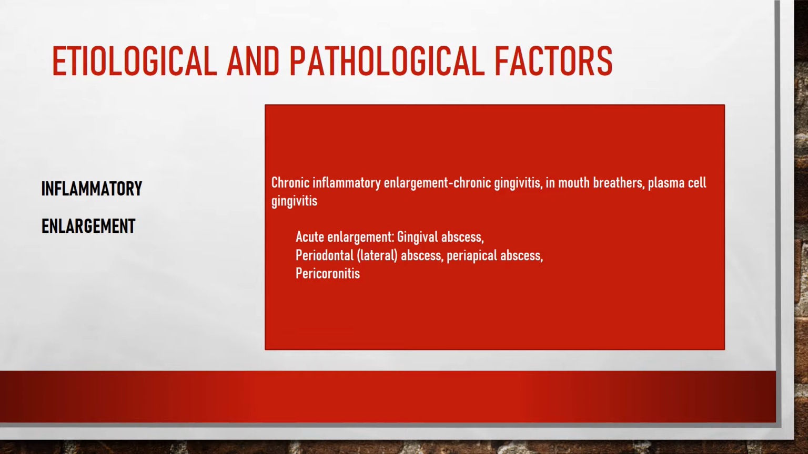The first one, the most important, is the inflammatory gingival enlargement. As we all know, the main factor or etiology behind this is the inflammation. It can be chronic or acute. Under chronic inflammatory enlargement, you can see chronic gingivitis, gingivitis in mouth breathers, or plasma cell gingivitis. Whereas acute gingival enlargement can be seen in gingival abscess, periodontal abscess, lateral abscess, periapical abscess or pericoronitis.